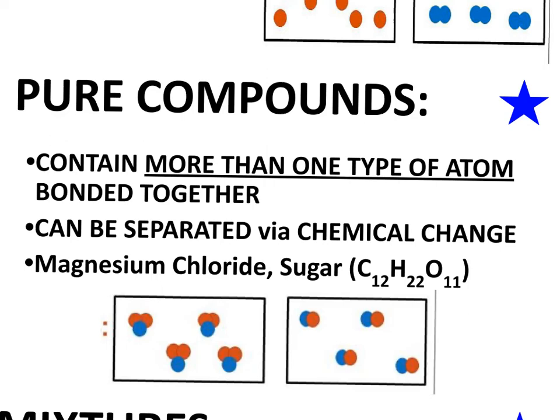The next one I will see is my pure compounds, and these contain more than one type of atom, but they are bonded together. These can be separated with a chemical change exclusively, and these are always like magnesium chloride, sugar, water. I'm only going to see one type of compound in this mixture.